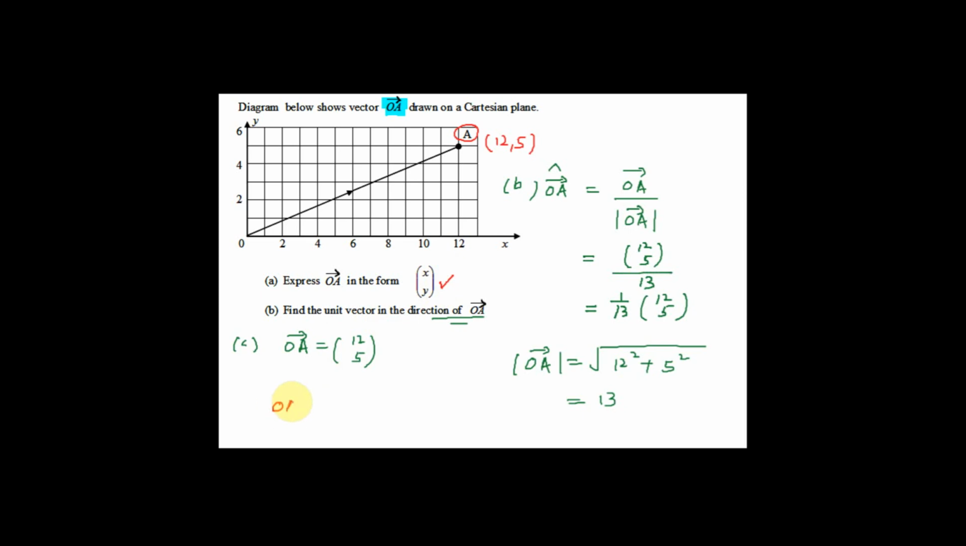This is also the same as the ij form, which you have 12i plus 5j. But for this question, you have to put in terms of the column vector because that's what you ask in these questions. Now for this unit vector in the direction of OA, you have 12, 5 here. It's actually 12i plus 5j divided by the modulus, which is 13. So the unit vector will be 12 over 13i plus 5 over 13j. This is exactly the same as this answer here.